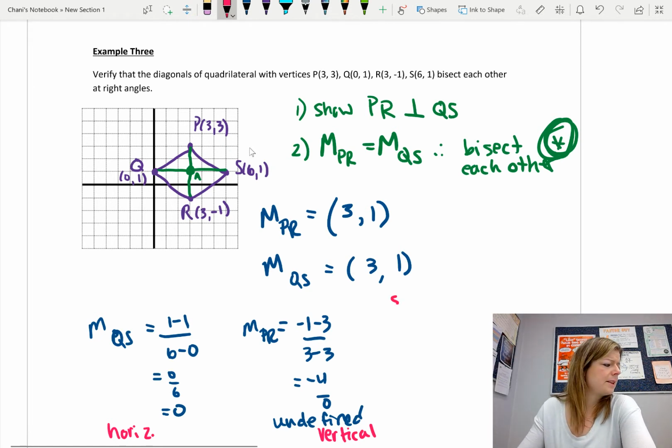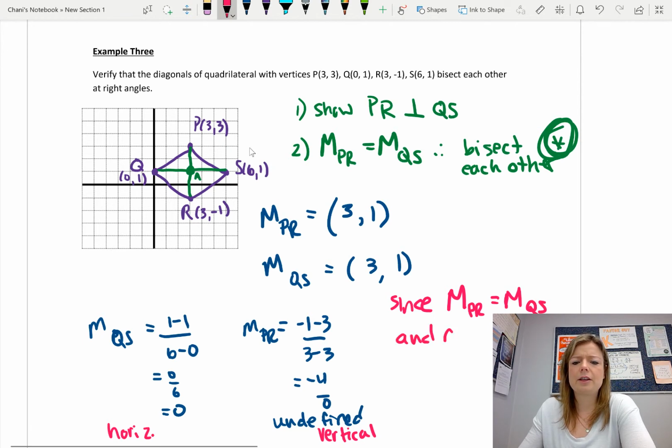Okay, so since the midpoint of PR equals the midpoint of QS, and QS is perpendicular to PR, the diagonals, okay, then you can just finish the sentence. The diagonals of PQRS bisect each other at right angles.